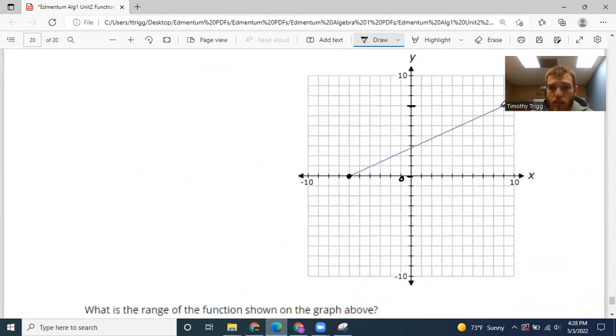Now these are full, shaded in circles. So you want to be using the less than or equal to's, because these are both filled in circles. If you see an open circle, you would just use these less thans. But since these are closed circles, we're going to use the less than or equal to.